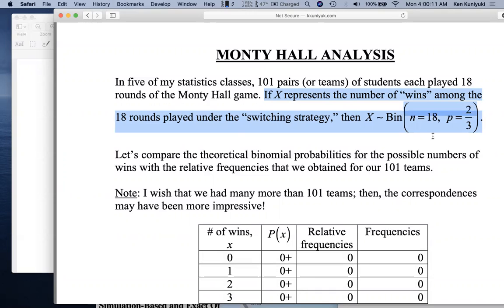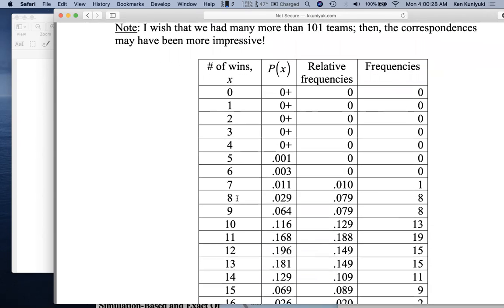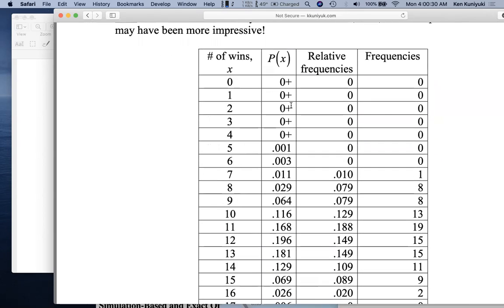Okay, so this is a distribution. X is a random variable that can take on a value between 0 and 18. If you play 18 rounds of this game, then you can win the car between 0 times and 18 times. X can take on various values between 0 and 18. Now, the binomial distribution involves these possible values of X and their corresponding probabilities.